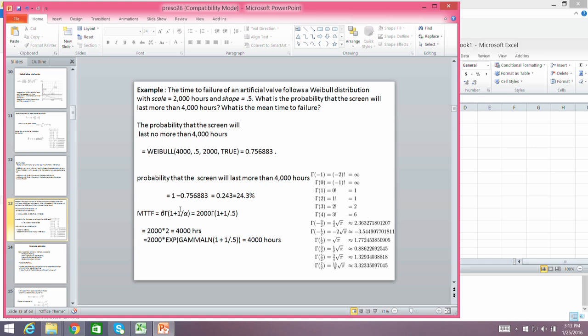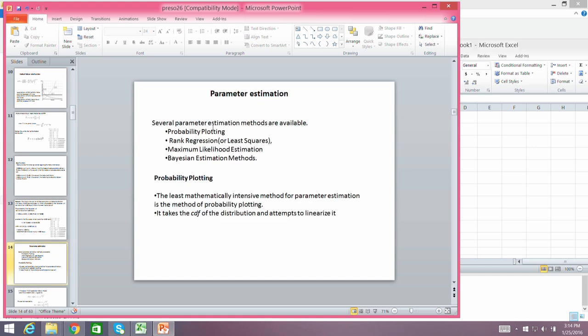So, it is very simple and straightforward for you to look at the mean time to failure, okay, and also to calculate the probability that the artificial valve will last for more than 4000 hours, okay. So, as you can see, it is a very useful type of distribution which can be applied to many different situations actually. Okay, now let us proceed.